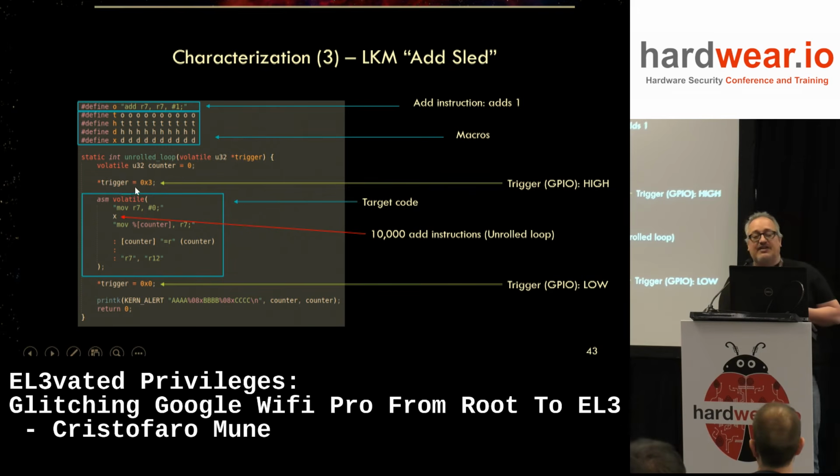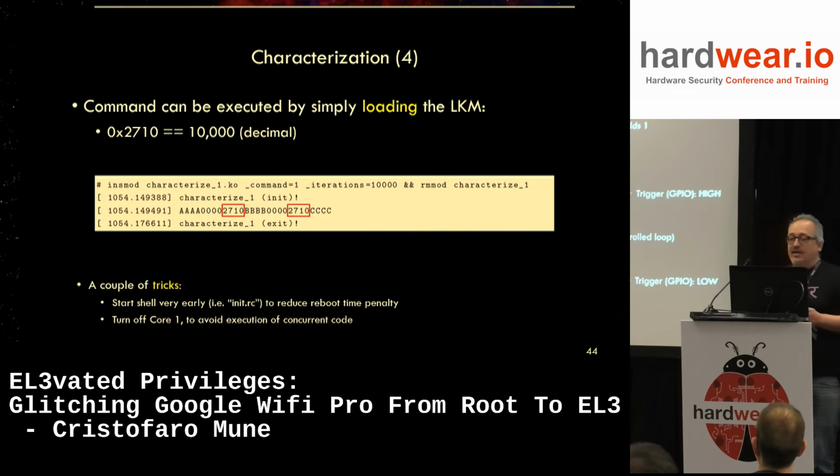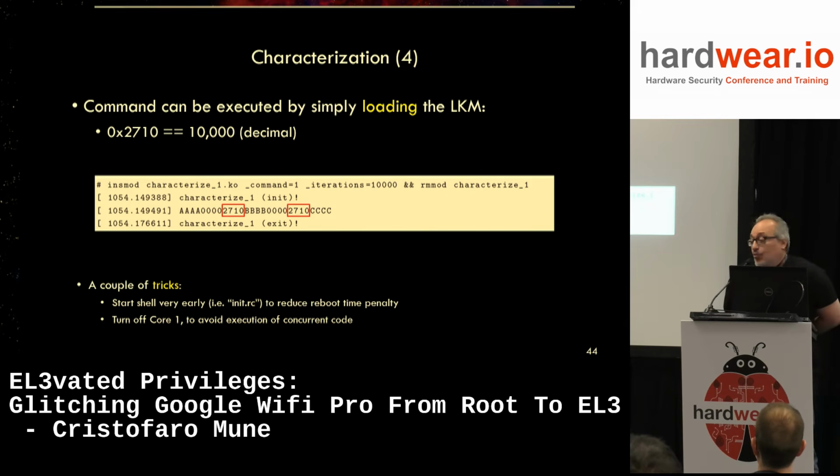Our trigger is raised before the counting and put down after. At the end, we just print the value of the counter, which is the value in R7. R7 goes in counter, and then we print it. So we should see A, then 10,000 in hex, which is 2710, B, 2710, C. That's what we should be seeing at the end in a normal situation. And this is what we do when we are simply loading the kernel module, the LKM. It just counts, nothing more.